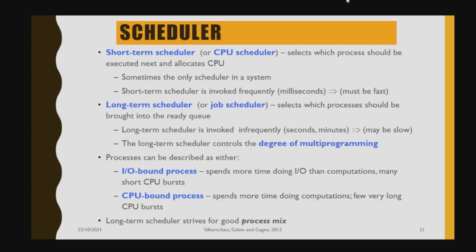The short-term scheduler is invoked frequently by the process. And the long-term scheduler, okay, we have short-term, we have long-term. The long-term is referred to as the job scheduler, and the short-term is referred to as the CPU scheduler. So these are the differences. This scheduler will select which processes should be brought into the ready queue.